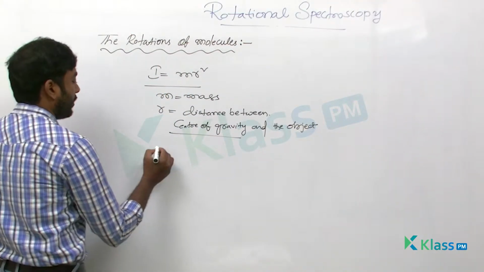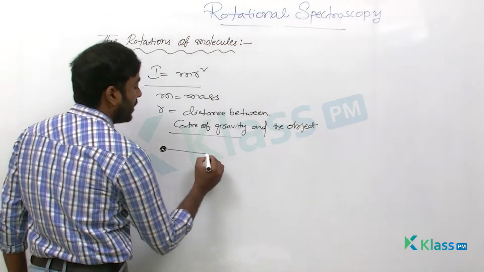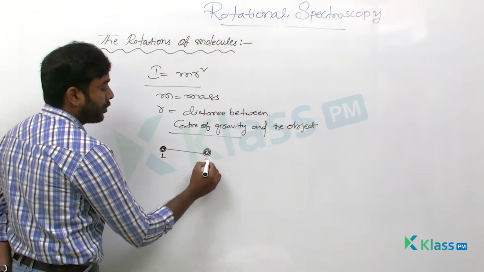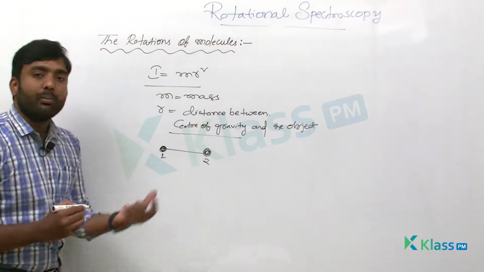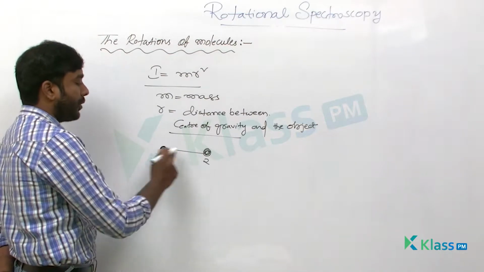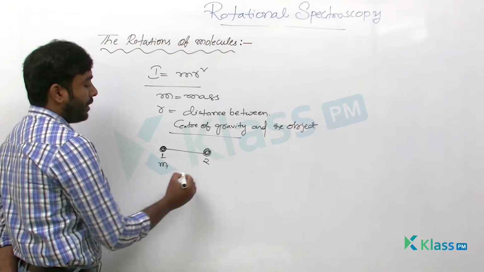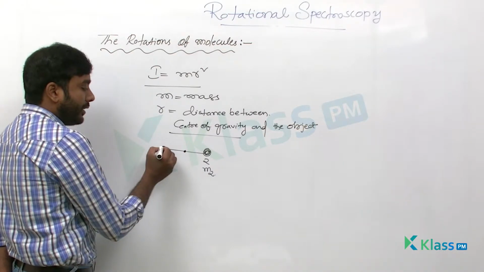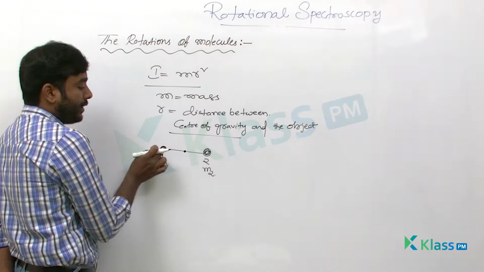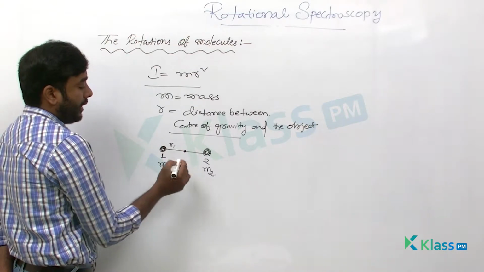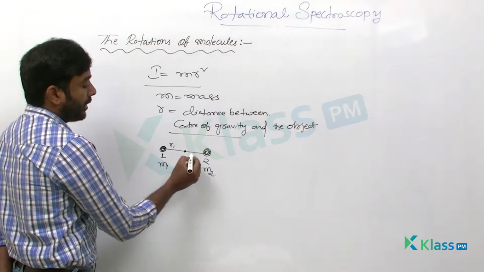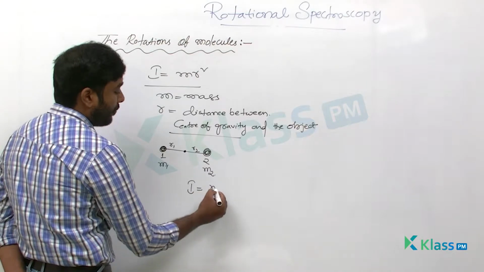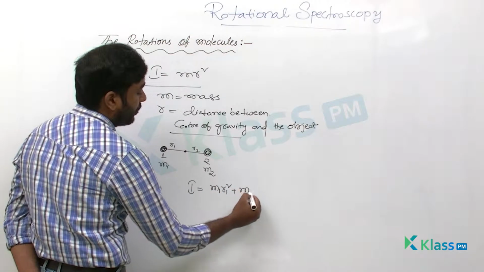If two particles are rotating, this is particle 1 and this is particle 2, then what is the moment of inertia for these two particles with respect to each other? The mass of the first particle is m1 and the mass of the second particle is m2. Let's take this point as the center of gravity, the distance between the center of gravity and the first particle is r1, and the distance between the center of gravity and the second particle is r2. Now the moment of inertia in this case becomes m1 r1 square plus m2 r2 square.